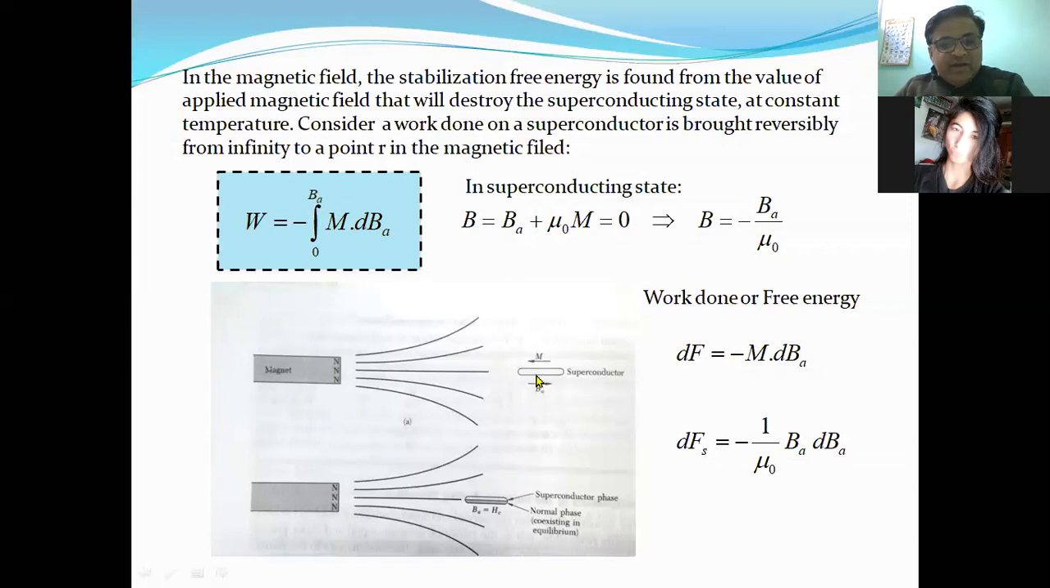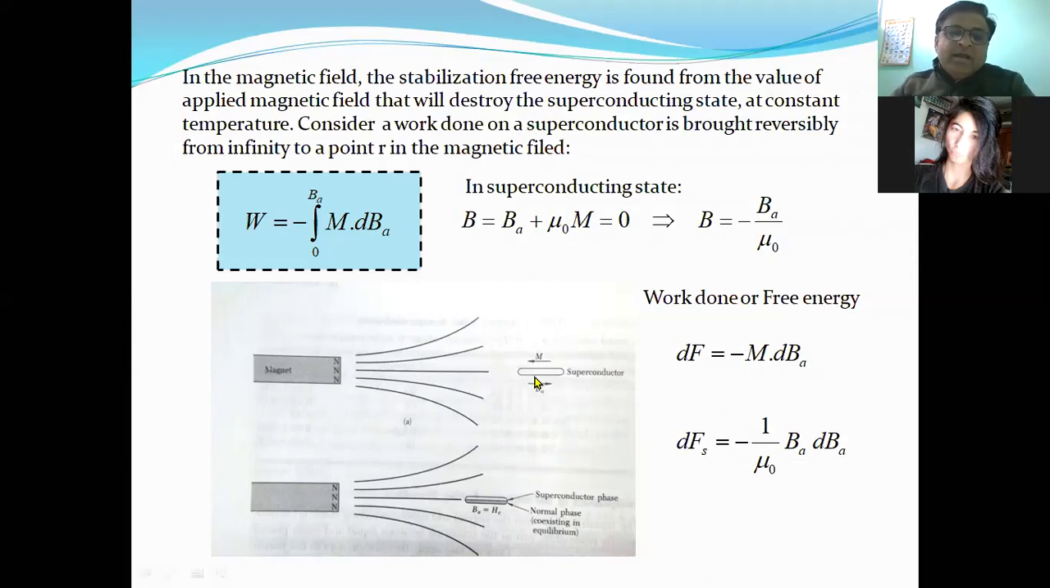Now when you are saying bringing a superconductor, try to understand that you have kept its temperature low so that it is a superconductor. So you are trying to bring the entire thing in some container where the temperature is kept low so that it is still a superconductor, as you bring it from infinity to a certain point in the applied magnetic field.